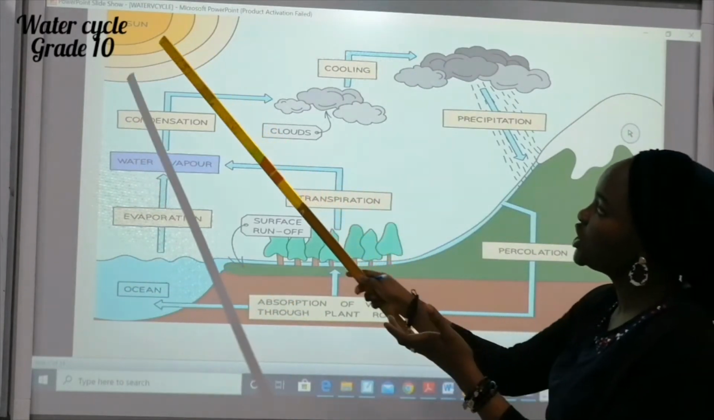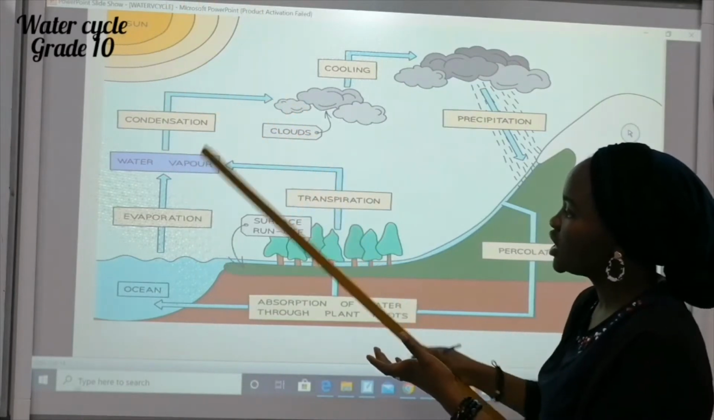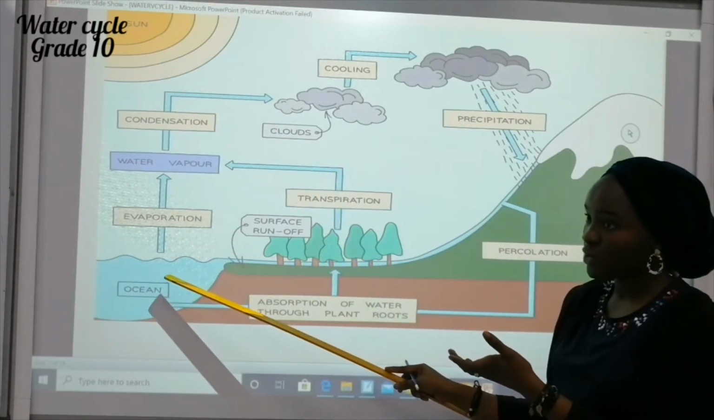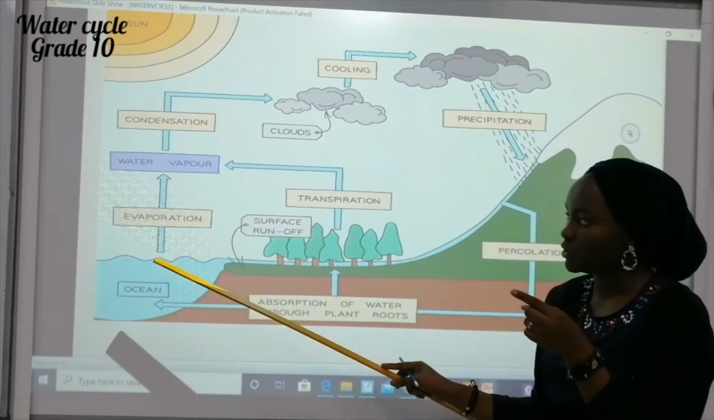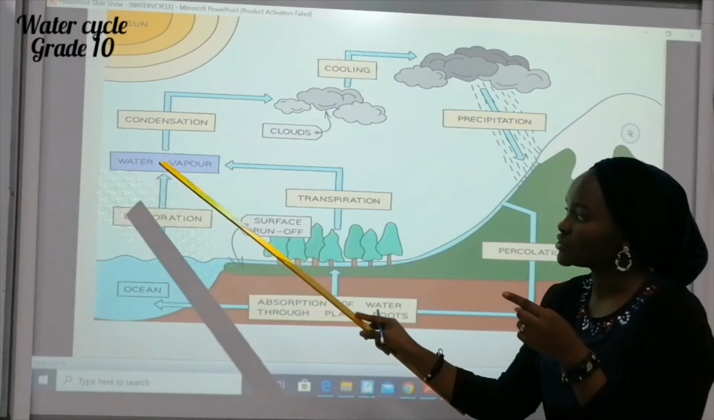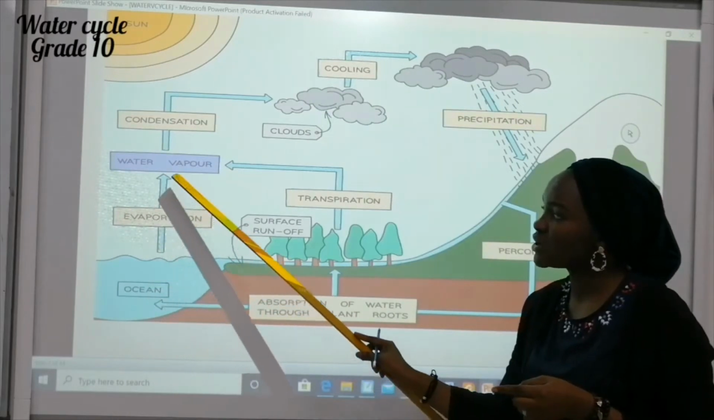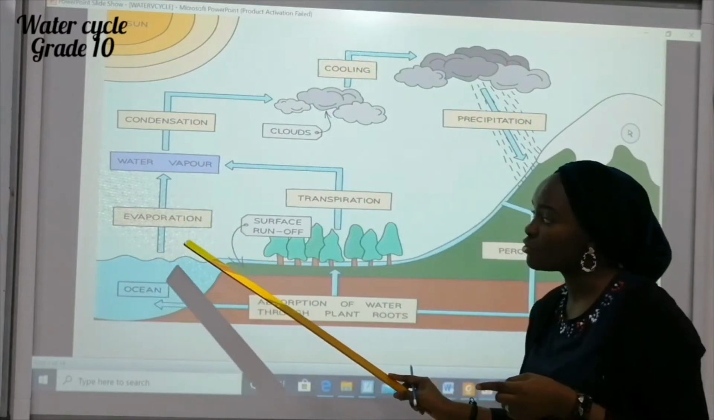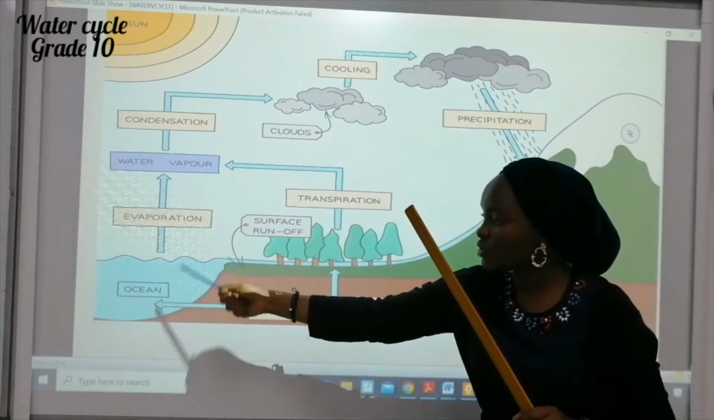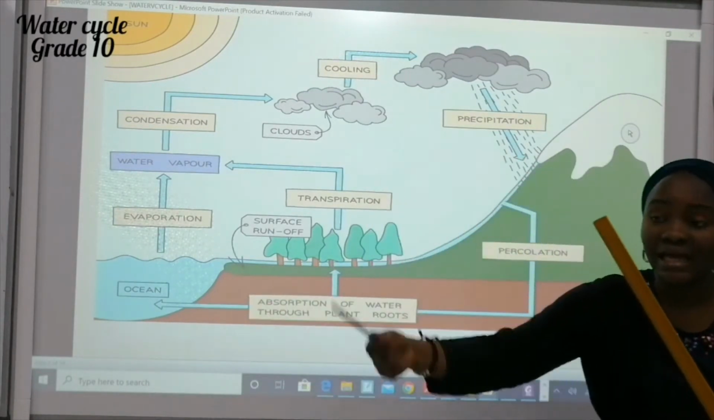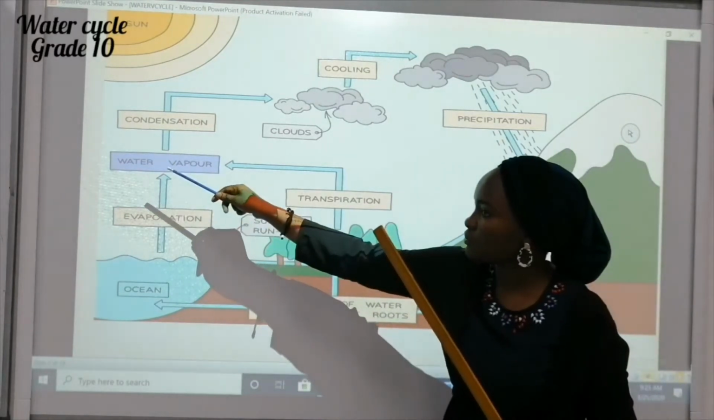When there is heat energy from the sun, it comes onto the ocean, and the liquid or the water in the ocean changes to water vapor and goes into the atmosphere. So this process is called evaporation. So basically, what happens is the liquid or the water in oceans changes its state to water vapor.